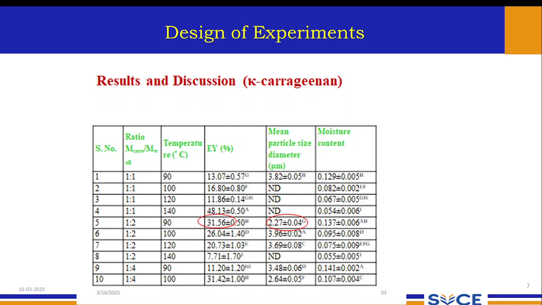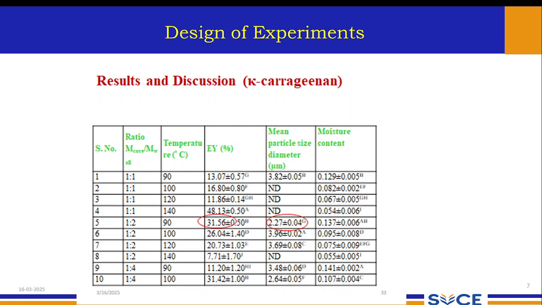So we need to maintain a minimum temperature and an optimized temperature, below which, even if the temperature is very low, particles will not form. I mean, the particles could not be formed. Okay. So we have maintained a minimum of 90 and a maximum of 140 degrees Celsius.